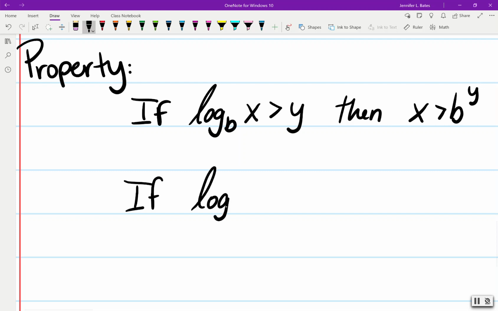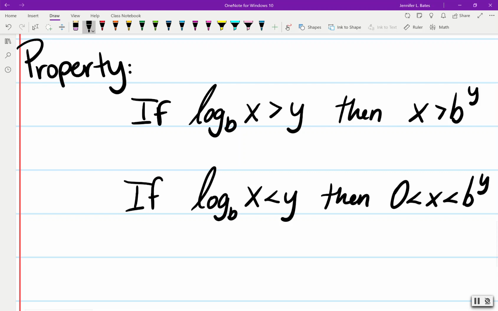If log base b of x is less than y, then x has to be in between 0 and b to the y.